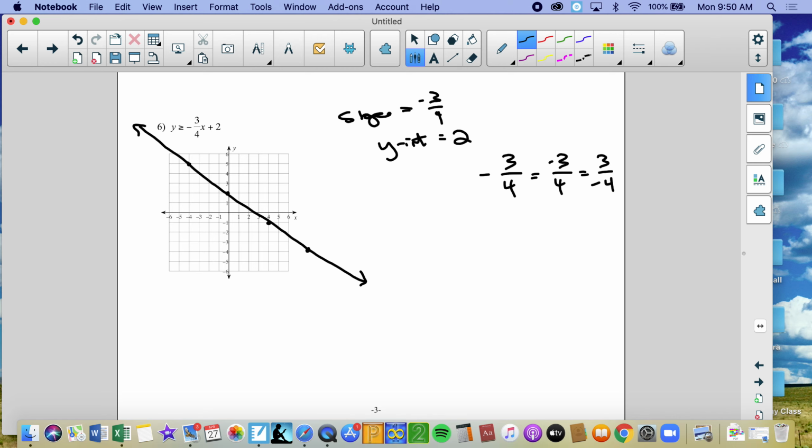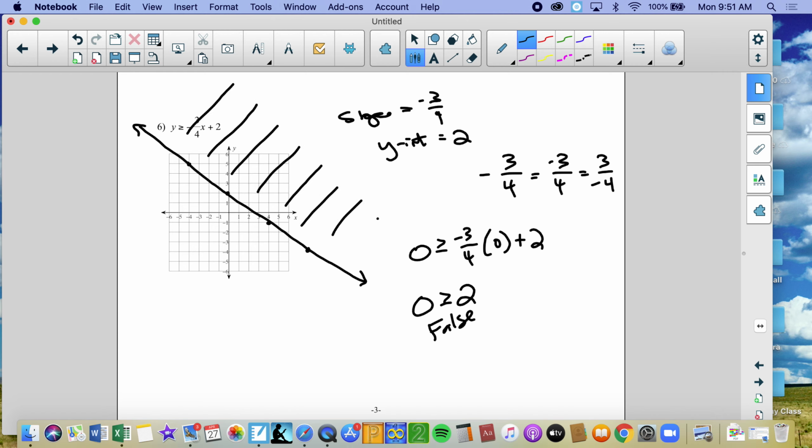We're going to find a test point. Again, 0, 0 is going to be my easiest point. So I'm going to plug 0 in for y and plug 0 in for x. And I get 0 is greater than or equal to 2. That's false. So this time, this test point is false. So I know that all the points on this side are going to be false. I don't shade the false side. I'm always going to shade the true side. So if that test point is false, that means the other side is true.